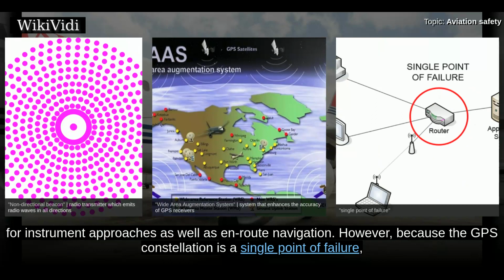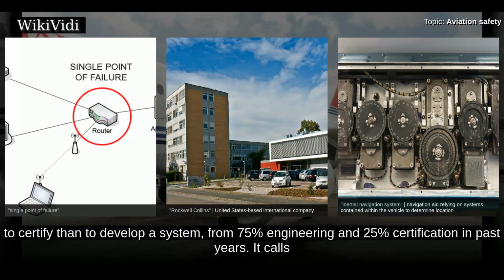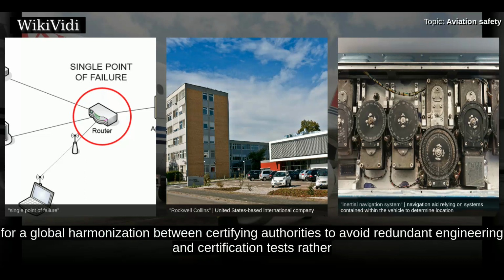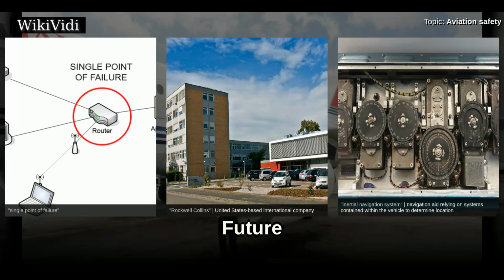However, because the GPS constellation is a single point of failure, onboard inertial navigation systems or ground-based navigation aids are still required for backup. Rockwell Collins reports it costs more to certify than to develop a system, from 75% engineering and 25% certification in past years. It calls for a global harmonization between certifying authorities to avoid redundant engineering and certification tests, rather than recognizing the other's approval and validation.